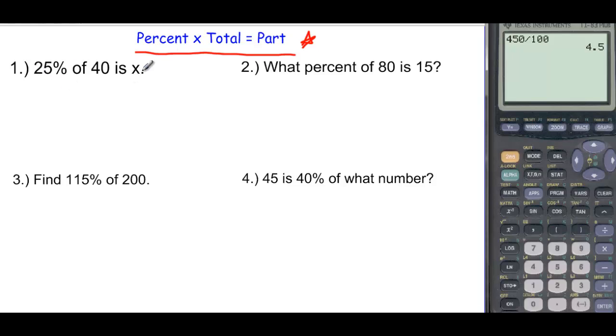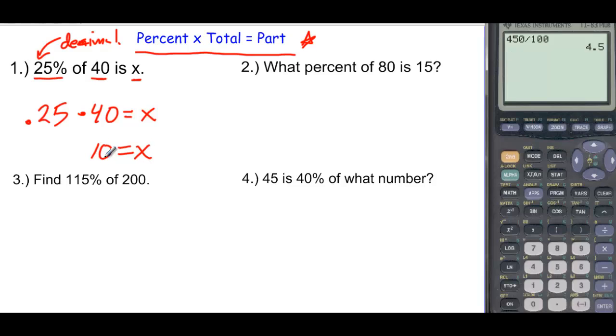Okay, so let's take a look at this one here. 25 percent of 40, that's the total, is x, and that's the part. So I'm going to have 0.25. You always want to show it as a decimal. So I'm going to make a little note here. Show it as a decimal. 0.25, and then times 40, that's the total, is equal to the part, and I'm going to put x there. So 0.25 times 40, in my calculator, we get 10. So notice the part is typically, I wouldn't say always, but typically smaller than the total.